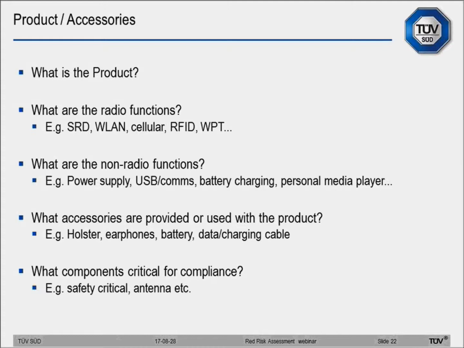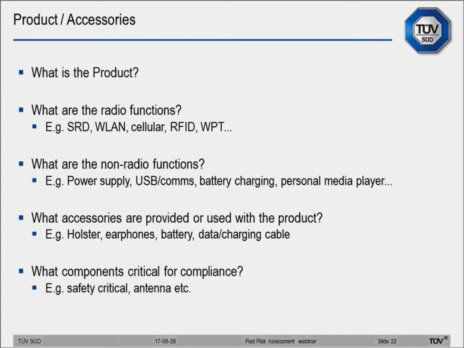Products generally comprise radio and non-radio functions. Examples of radio technologies could be short-range devices, wireless local area networks, cellular, RFID, or wireless power transfer. It's important to understand what the supported radios are, how they operate, and in which frequency bands they operate. Examples of non-radio functions could be power supply, either by mains or battery charging, USB, or other data bus, or even features like a personal media player, where an audio port or loudspeaker may be incorporated into the product.